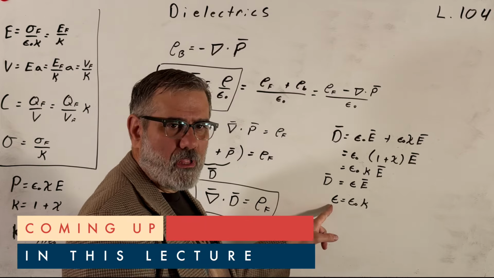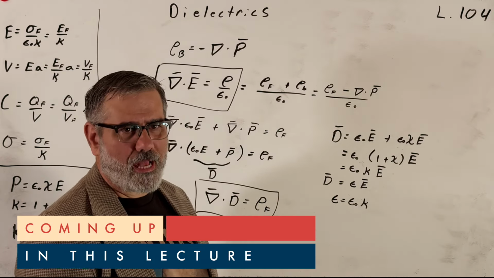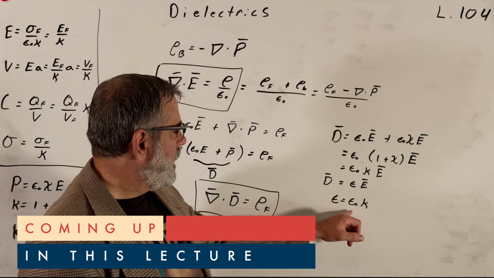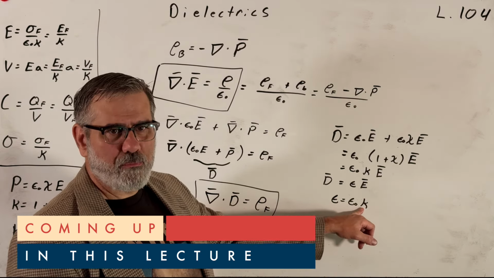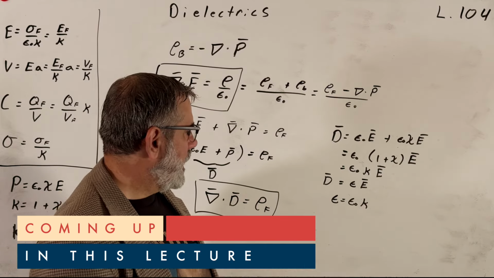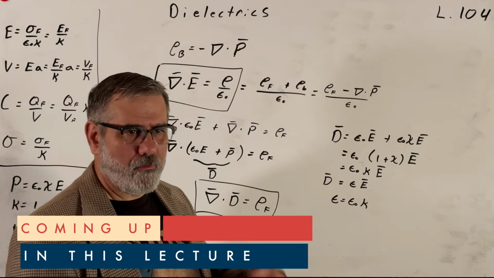This term we call the permittivity. It just measures the resistance that a material has to an electric field. And if we allow the material to be just free space, then kappa is 1, and the permittivity is equal to epsilon naught, so we call epsilon naught the permittivity of free space.